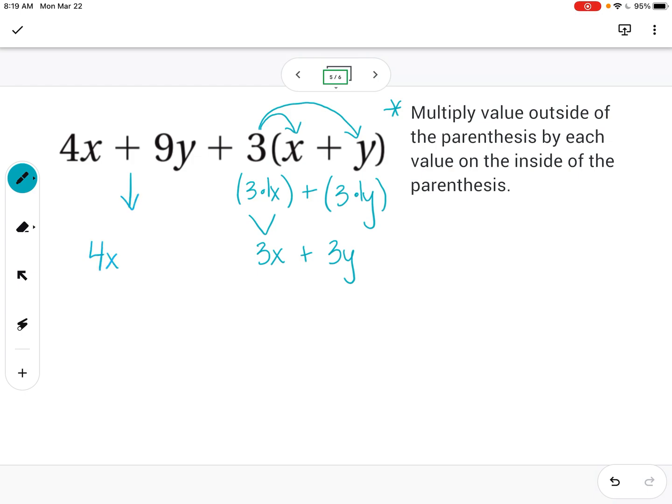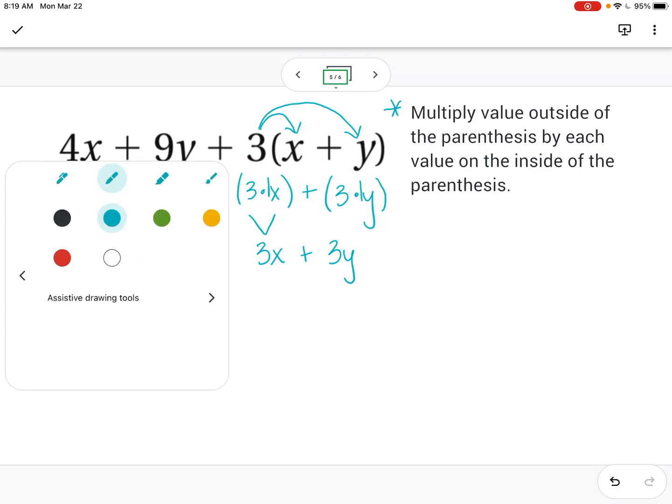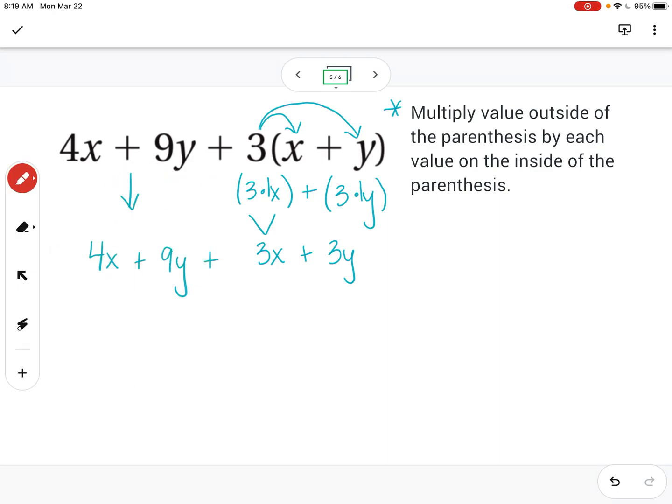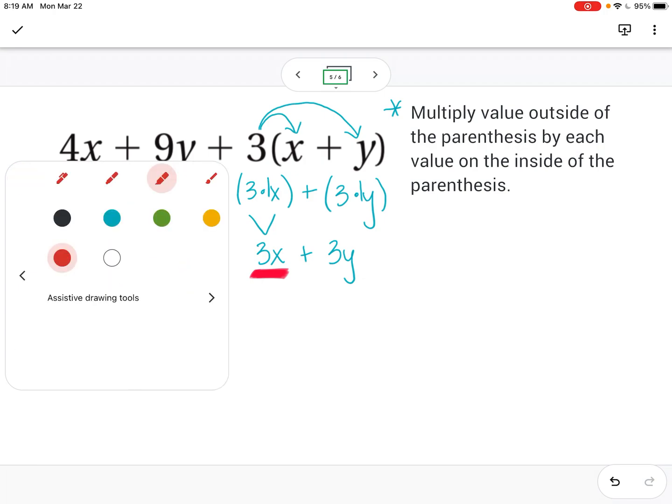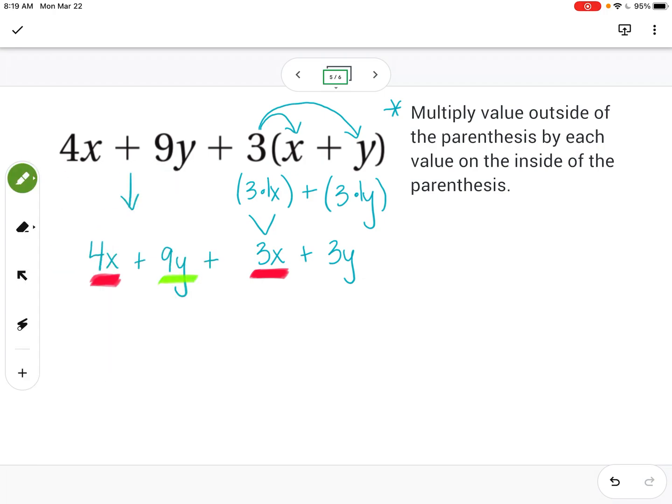We have 4x plus 9y plus 3x plus 3y. And now we are at the point that we can simplify, right? But we know we can only combine like terms. So let's go ahead and color code. I see 4x and 3x. Remember, those have the same variable, therefore they can be combined. And I see 9y and 3y. Once again, same variable, so they can be combined.